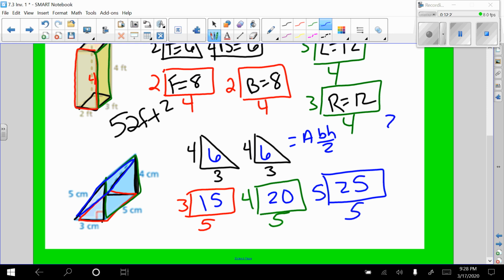Again, let's add them all up. We have 25 plus 20 plus 15 plus 6 plus 6. We're going to find out that this is 22. Whoops, sorry about that. 72 centimeters squared.